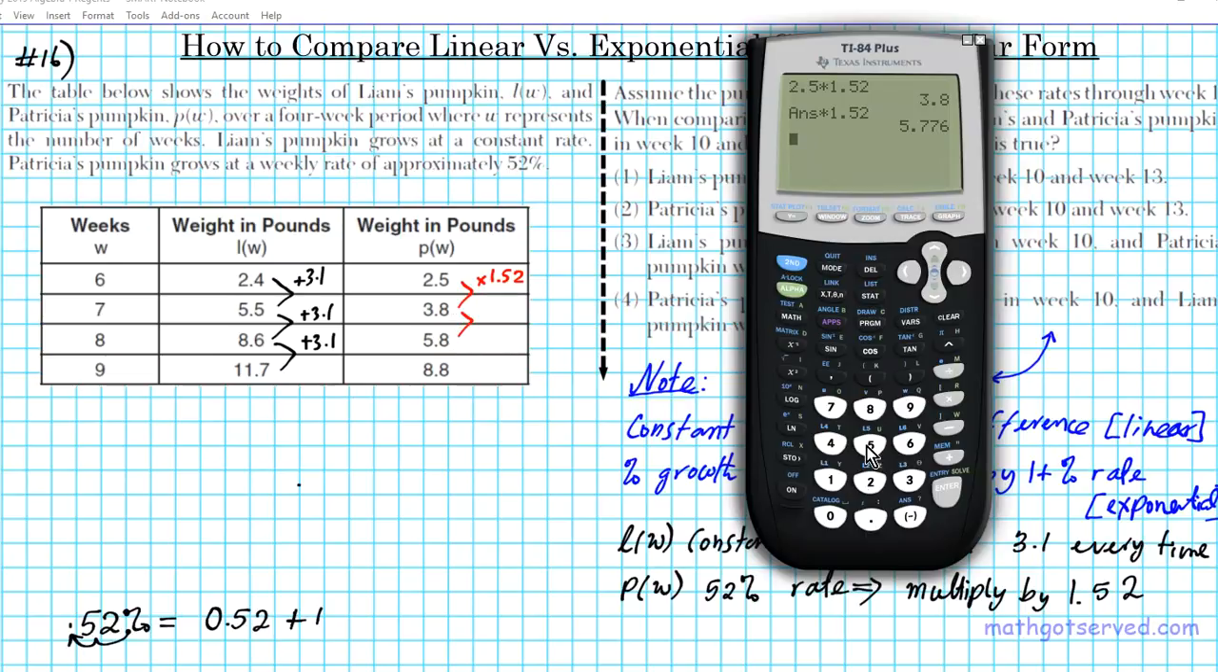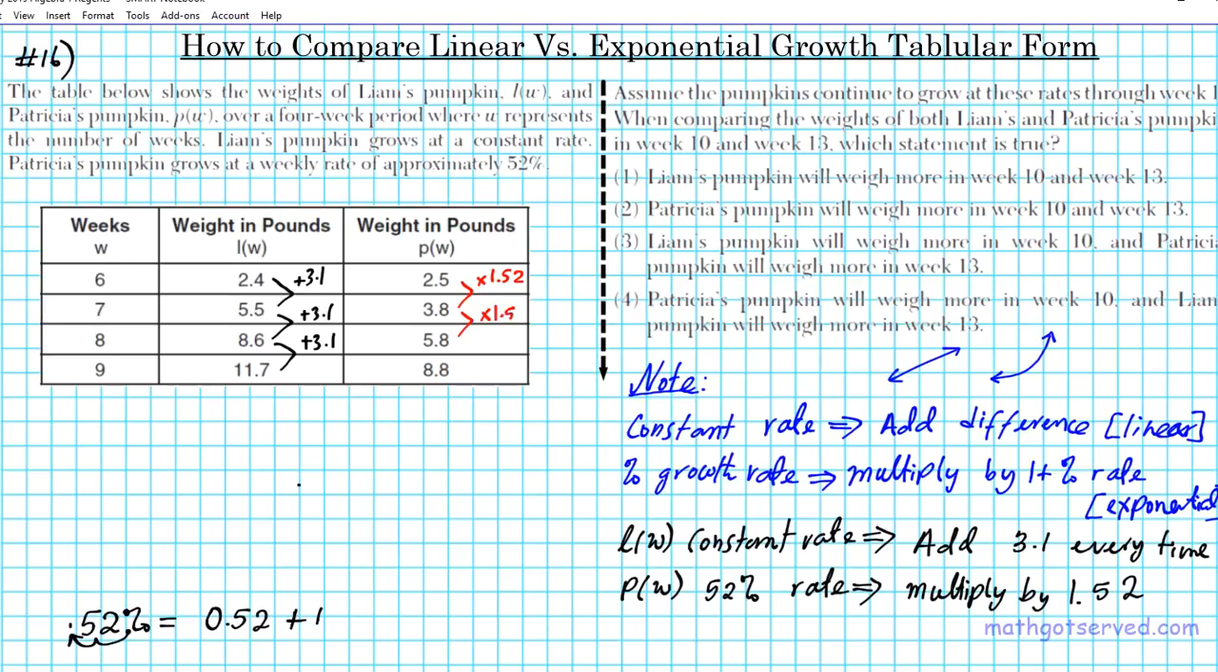So we go 5.8 times 1.52, and we get 8.81, rounded again. So we can see that what's happening here is we're multiplying by 1.52 repeatedly, and that's what an exponential function is all about. You constantly multiply by that growth rate.